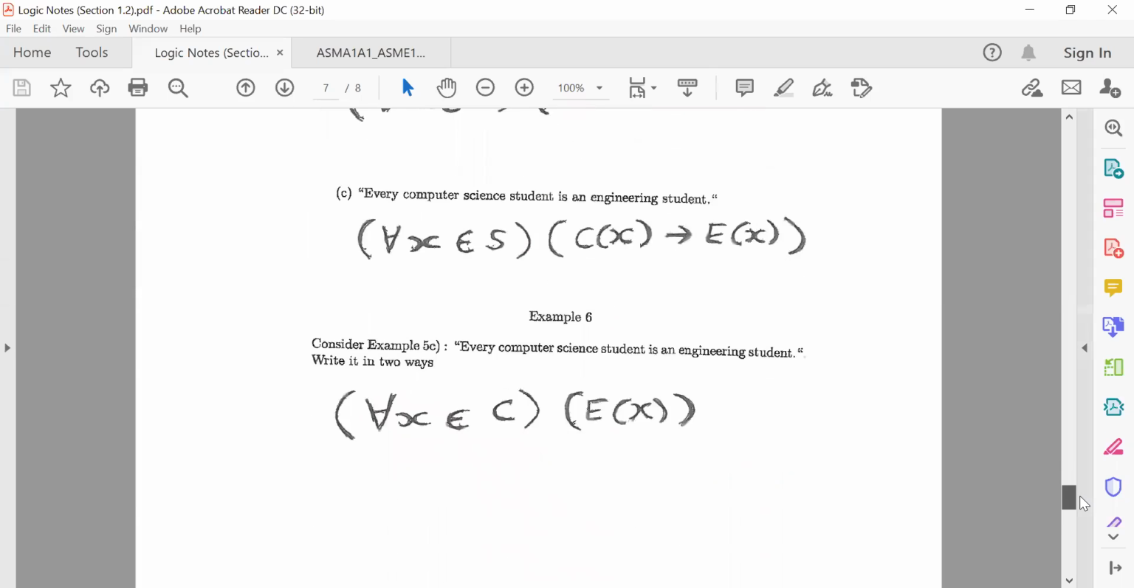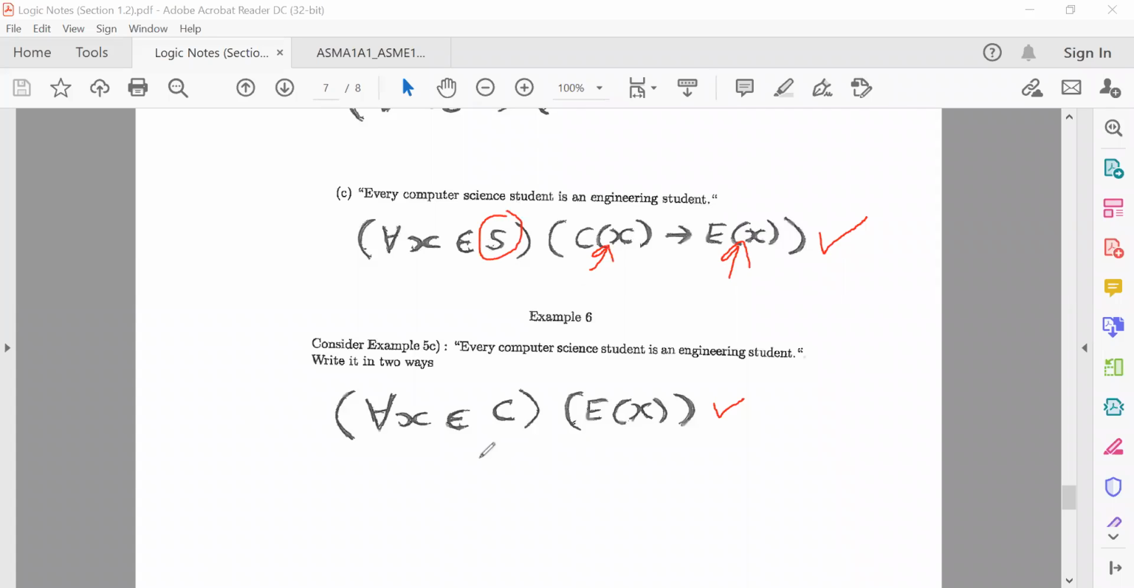Example 6. All right, for example 6, they say, consider example 5C that we did there. They say every computer science student, so we can write this in two ways. So you can call this one way of writing it. Obviously, everyone would love to write it the second way, right? This should be the easiest way. Instead of defining what student is, what computer science students are, and what engineering students are, that's a lot of predicates.